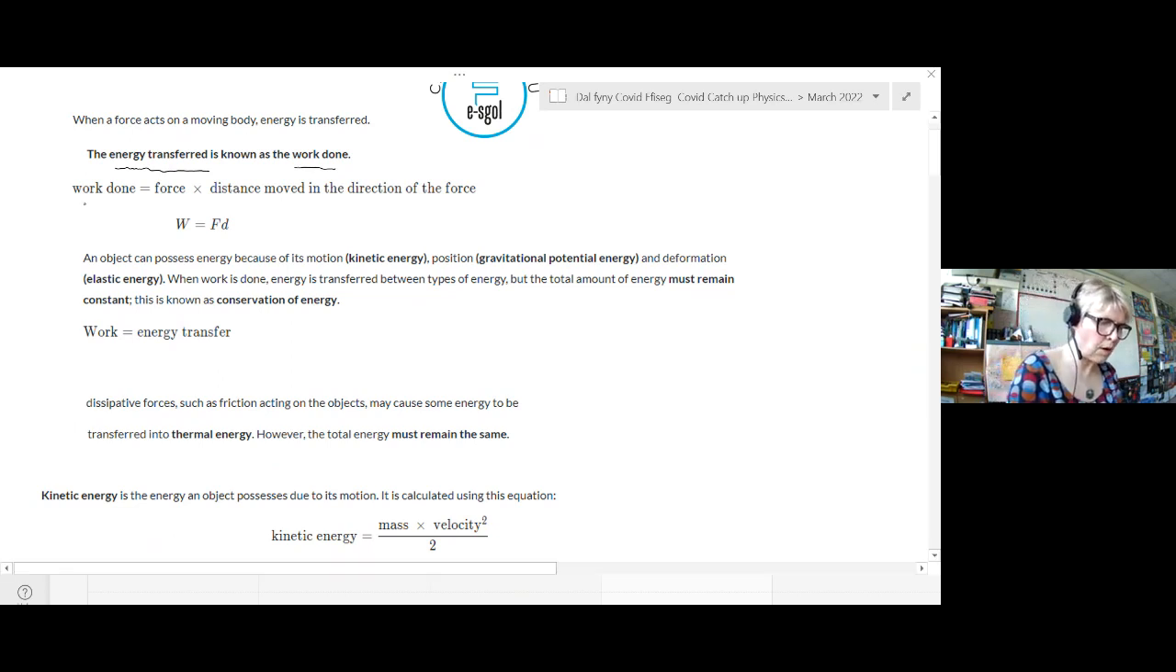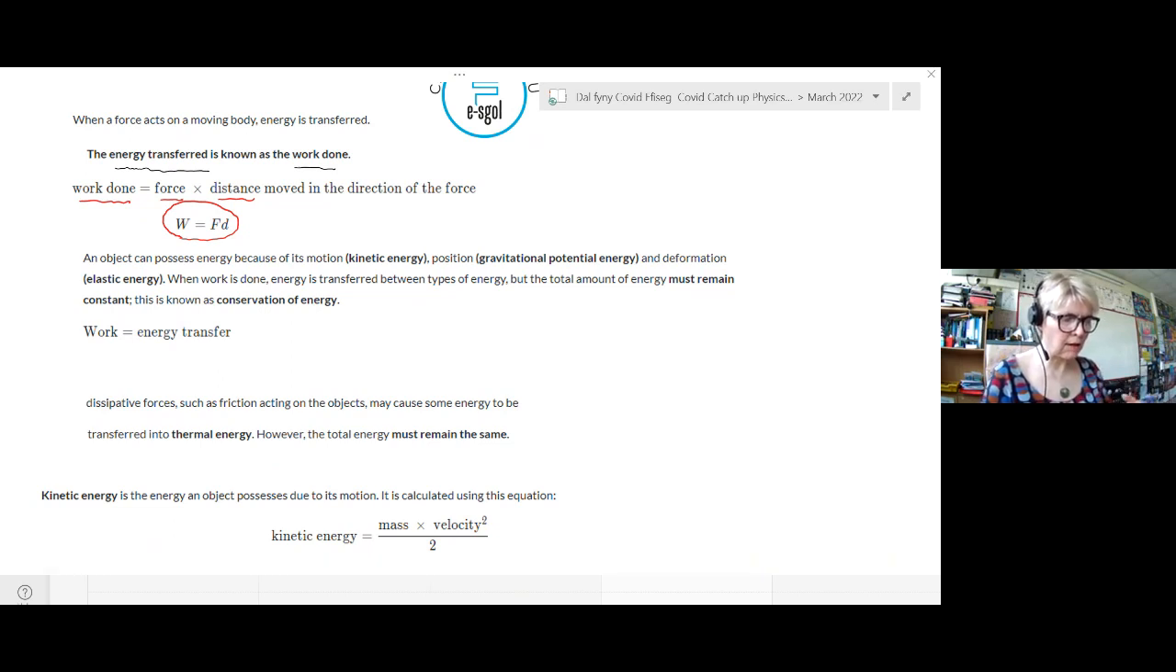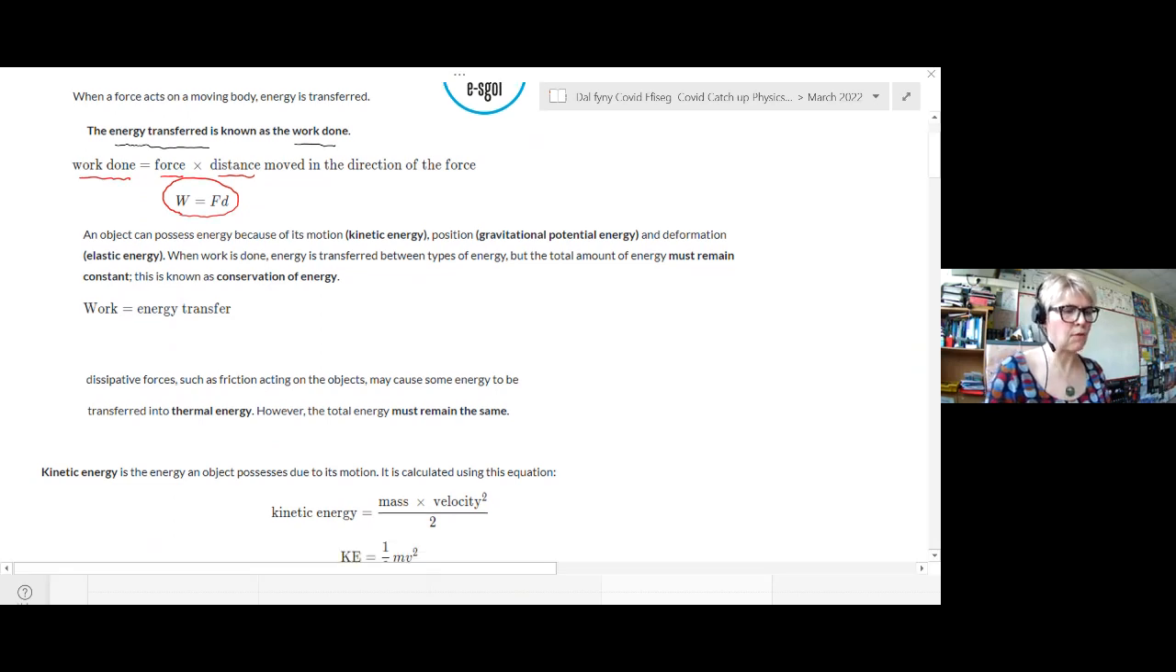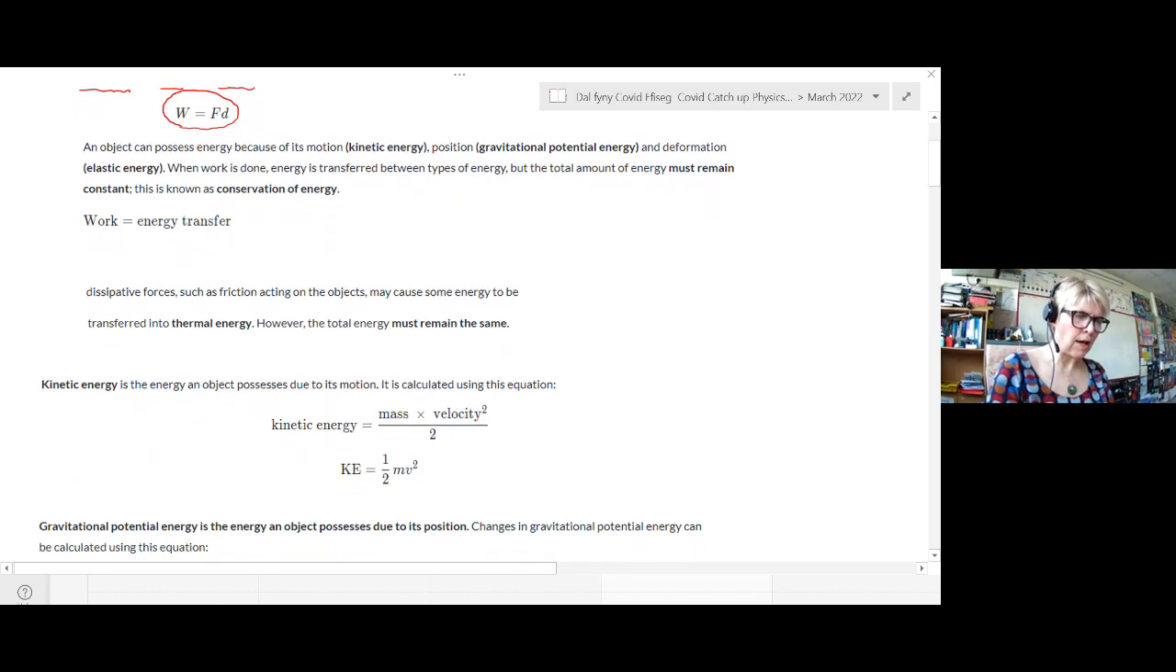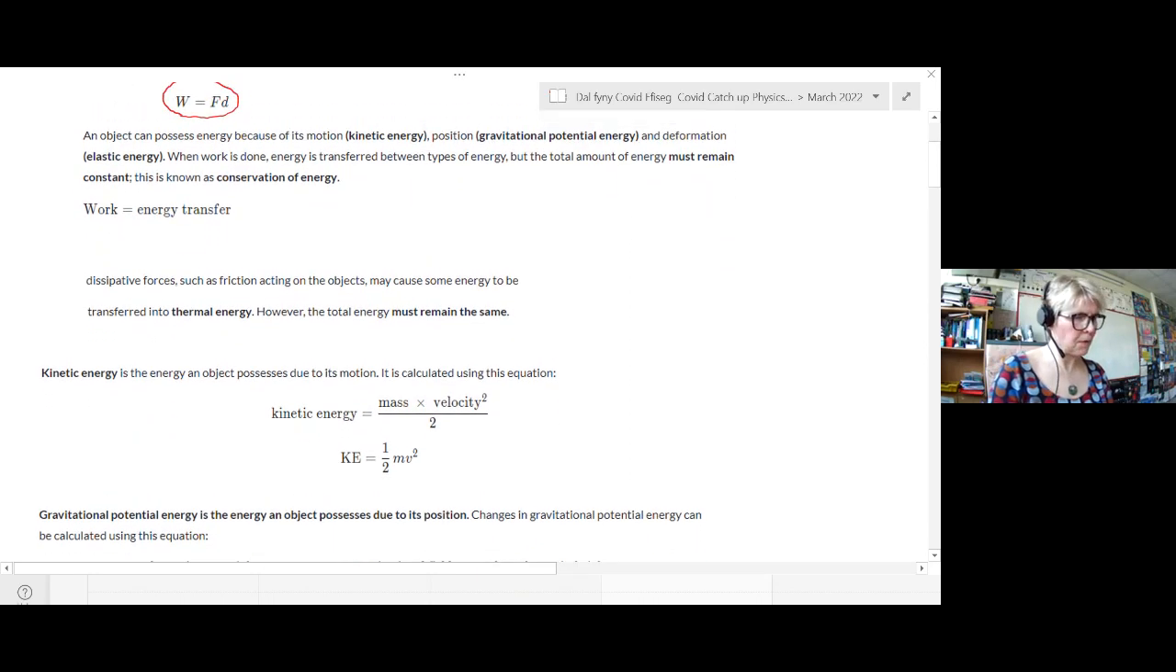Work done is force times distance moved in the direction of the force, and that's quite simply this nice little equation: work done equals force times distance, F times d. We can interchange that with energy transferred, maybe turning into heat energy because you're doing work against air resistance or friction. You have to always look at what you're doing work against. What's that force?